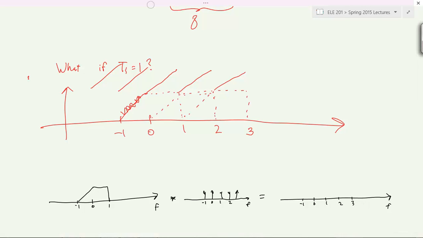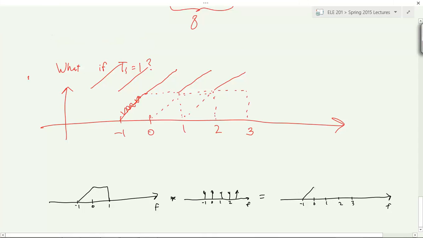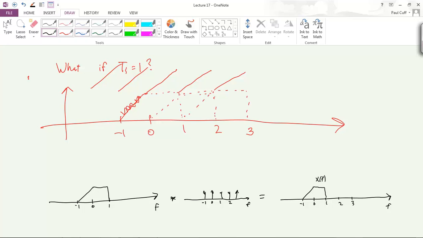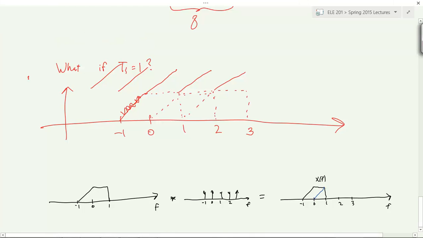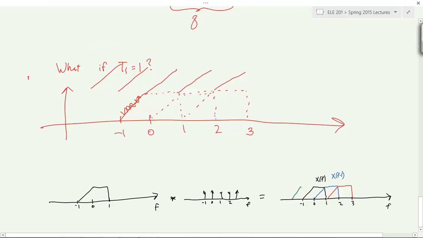We had the original, that was our X of f. Now because of the convolution with the deltas, we had shifts. There was our X of f minus 1, and so forth. We have another shift, and these just keep going. Let's do one more. We have a shift this way as well. And then these get added together, and you get that sawtooth.